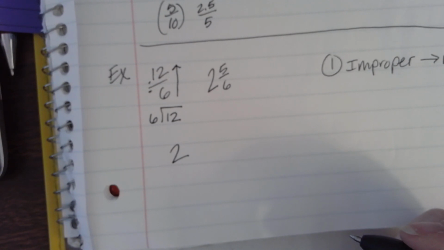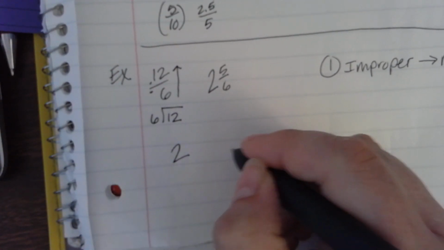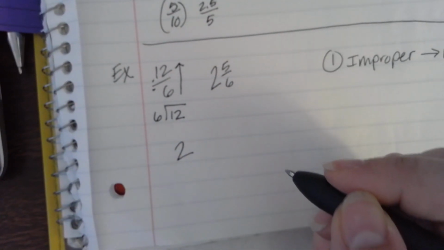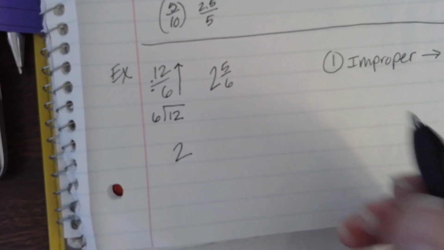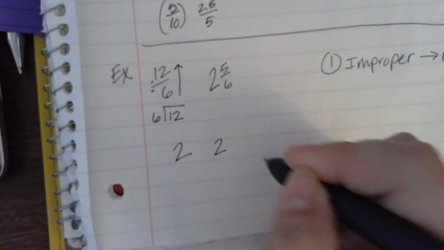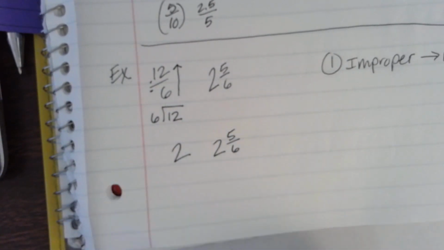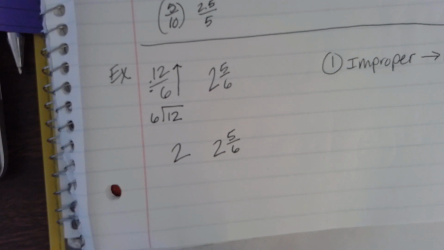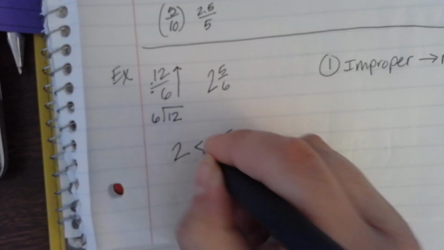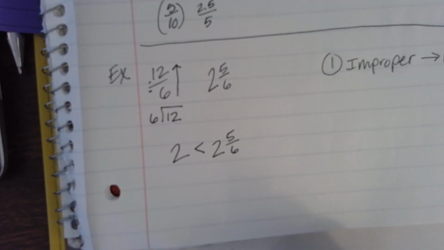Everybody with me? Hope you're writing it down. So I've turned that into a mixed number, actually just a whole number, right? Now I'm going to compare 2 to 2 and 5/6. It's much easier to see which one is bigger, right? Titus, which one do you think is bigger? The 2 and 5/6. Yes, the whole numbers match, but this one has a fraction on top of it, so it has more pieces.